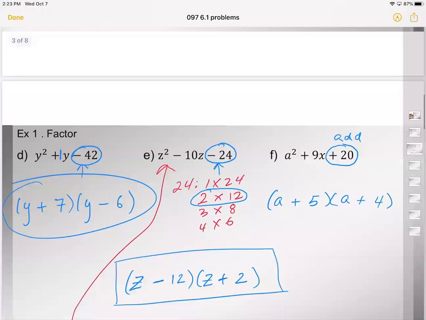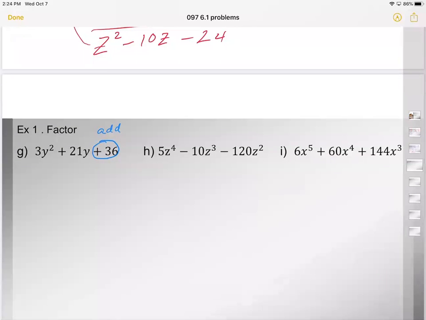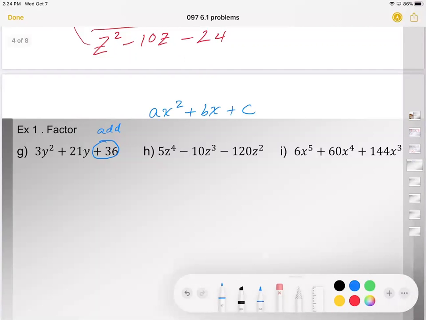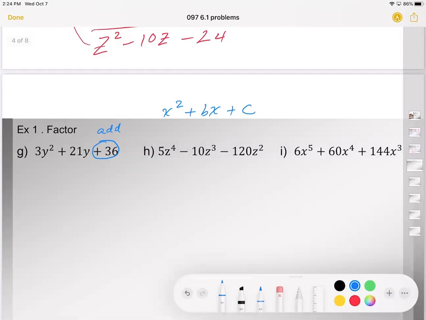So if you have this problem, this is what I want to point out to you guys. In 6.1, our formula or our item that we have is something in this nature. This is our normal form. And our normal form, or the A in this item, is equal to 1. So this is our normal problem.